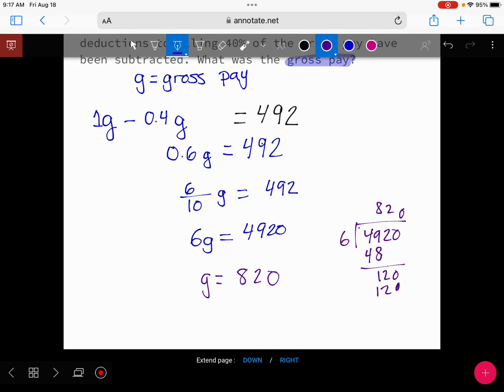So this person's gross pay, what they earned in a week or a 2-week period, was $820, but they only took home $492. It actually sounds about right. The older you get, the more tax they take. Then if you have children, they start taking more. Because you've got to pay for the kiddos.